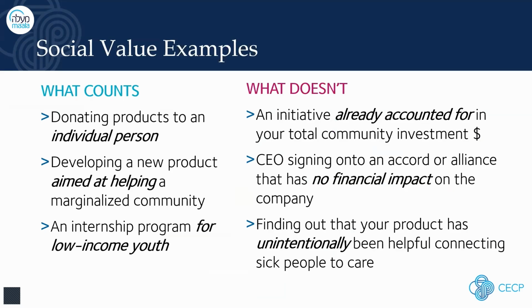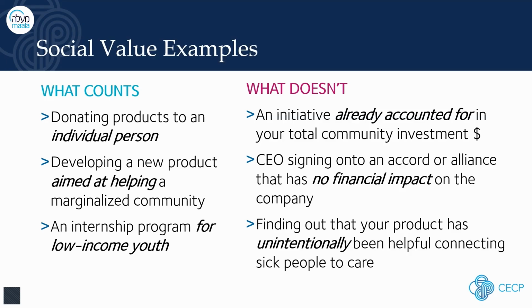So here are some general broad examples of what might count under social value. Under what counts: donating products to an individual person, because that is not a formally organized organization. Developing a new product aimed at helping a marginalized community. That intention from the beginning is important to provide that social good. And an internship program for low income youth. Again, there's that emphasis on the social good.